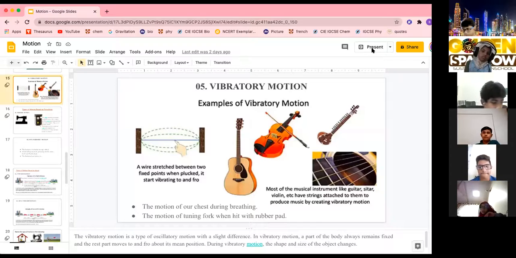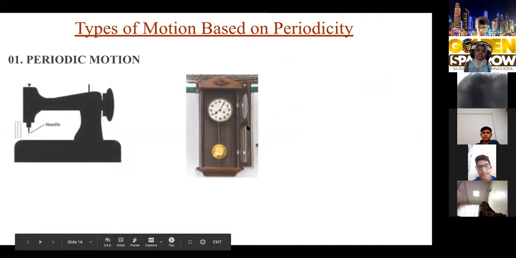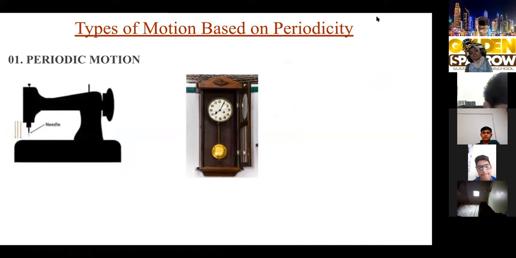Now the most important is uniform motion and non-uniform motion. So that I'll show with a diagram. What is uniform motion and what is non-uniform motion? This we did yesterday, oscillatory periodic motion. Now these are the examples of periodic motion.